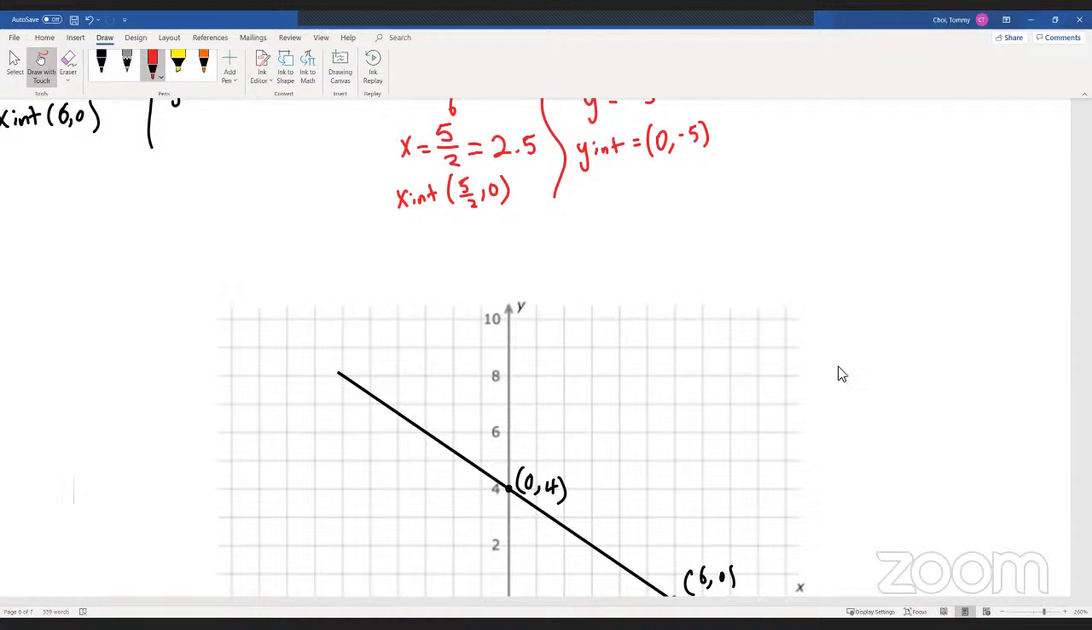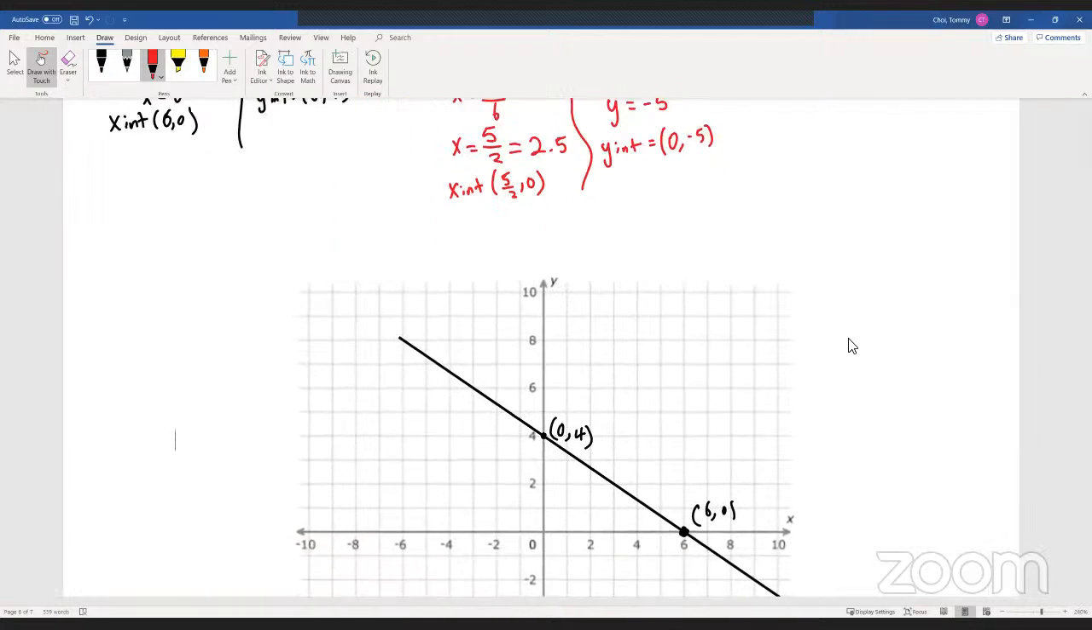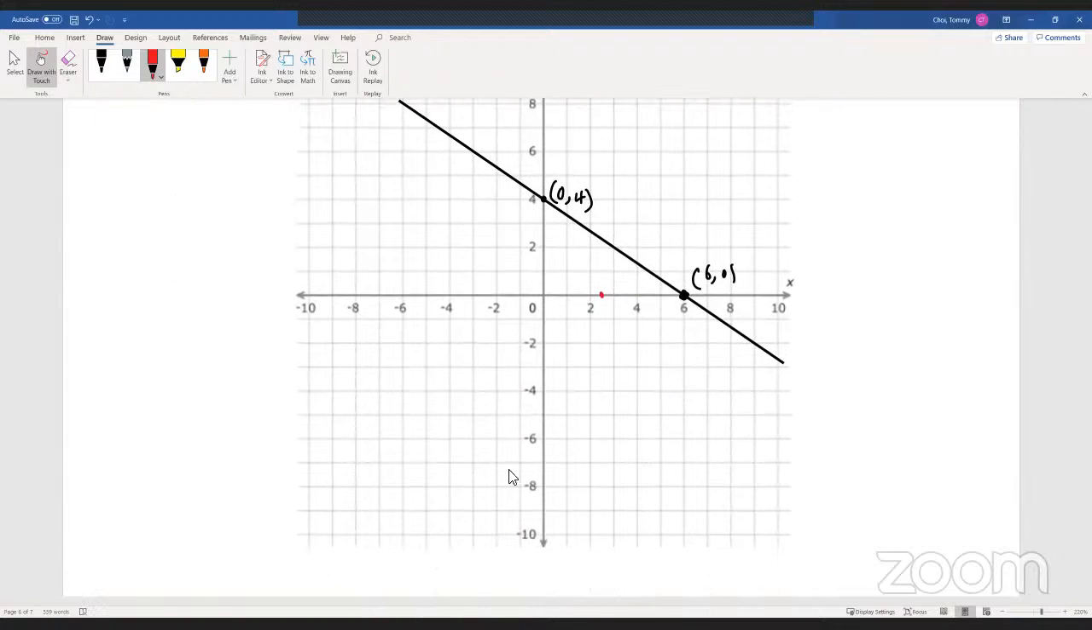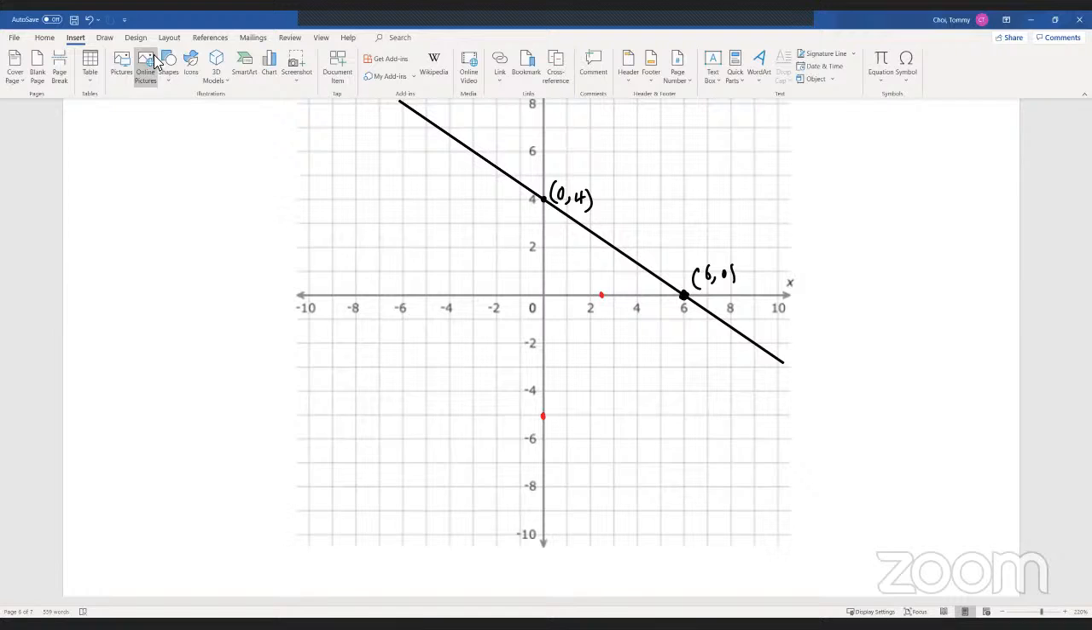Plotting these 2 points on the graph below, I'm going to zoom out just a little bit. We start with the x-intercept, 5 over 2, 0, or 2.5, 0. That's going to be right here. Okay, so 2.5, 0. And the y-intercept is 0, negative 5. So we're going to go down to negative 5 on the y-axis. We now have our 2 points.